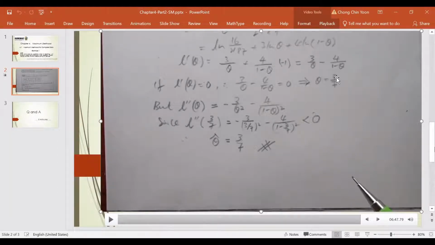If you reach the first order equal to 0, you get the answer, and you conclude this is the estimate, you won't get the full marks because you didn't test it. For MLE, you have to test it. This is a maximum under MLE. Okay, it's quite simple. Any questions? So we may go to the next slide.